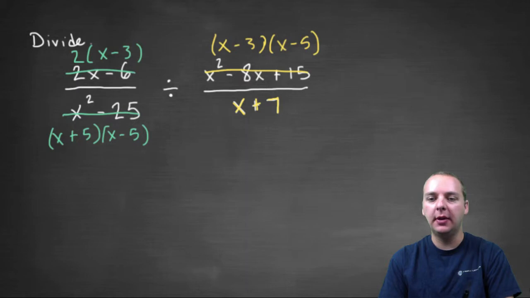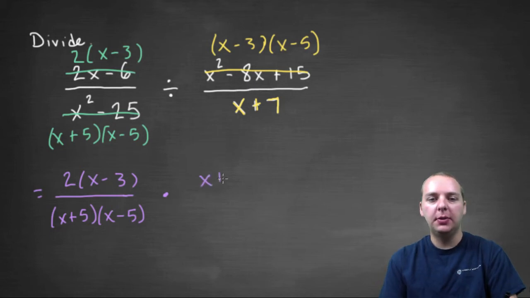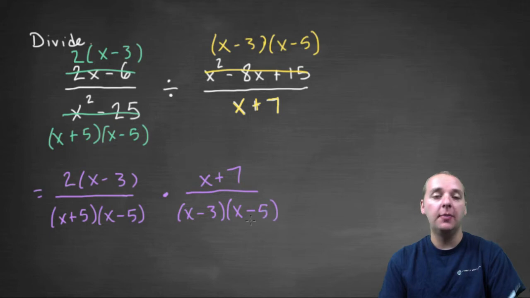Let's keep everything like it is. This is equal to 2 times x minus 3 over x plus 5 times x minus 5, times the reciprocal of the second expression, which will be x plus 7 divided by x minus 3 times x minus 5.